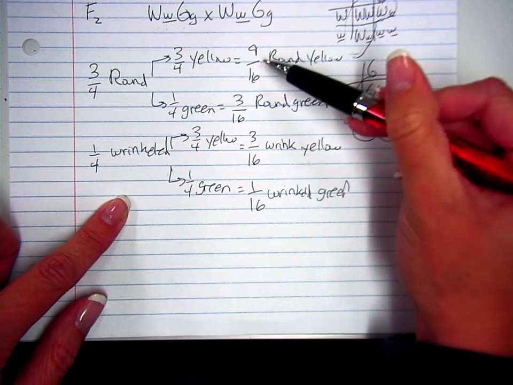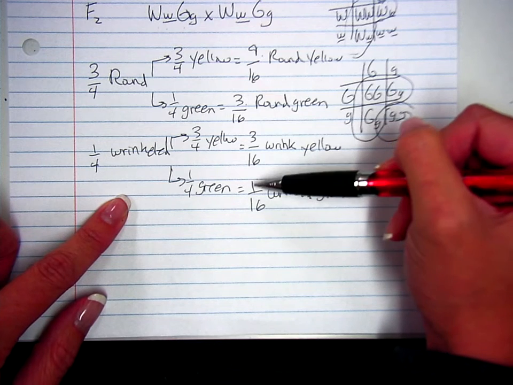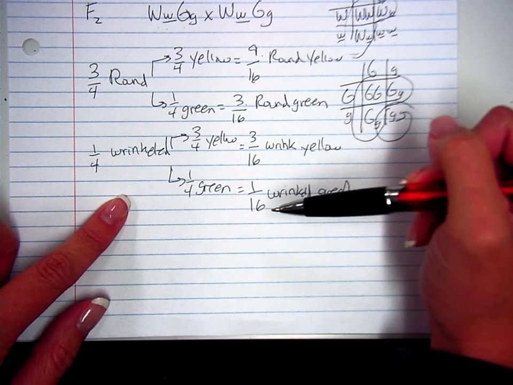So that's how we see this distinctive 9:3:3:1 ratio. And this is your answer to the F2 cross.